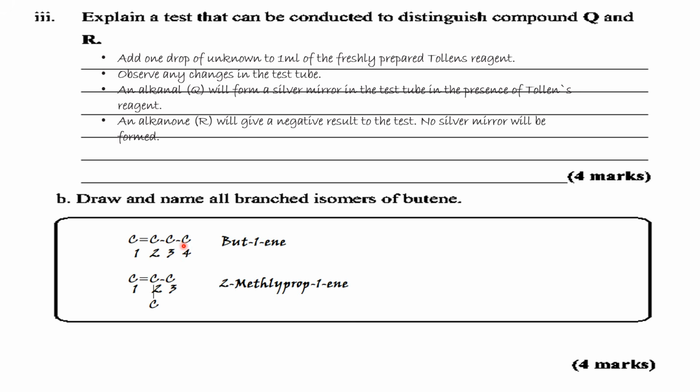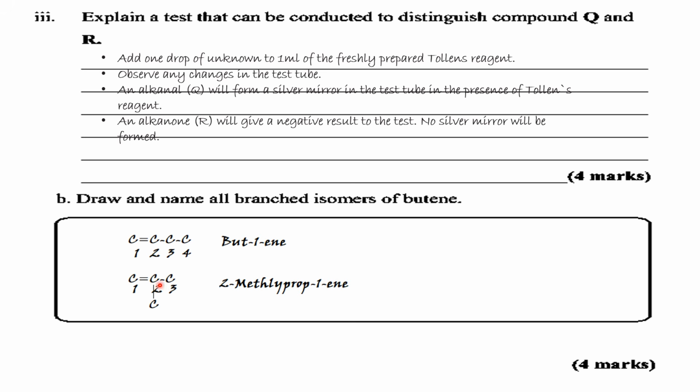So the first one is going to be a straight chain. This one is called but-1-ene. The 1 indicates that the double bond is on carbon number 1. So this is the first one. By drawing the isomer, the structure, that's 1 mark. Drawing another, stating what its name is, another mark. That's 2.